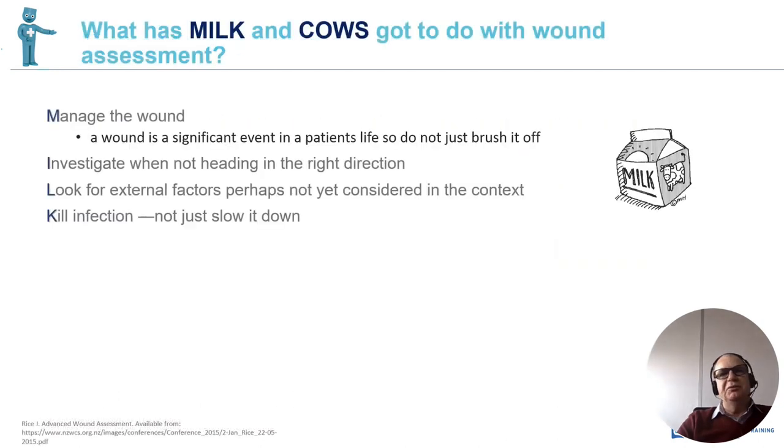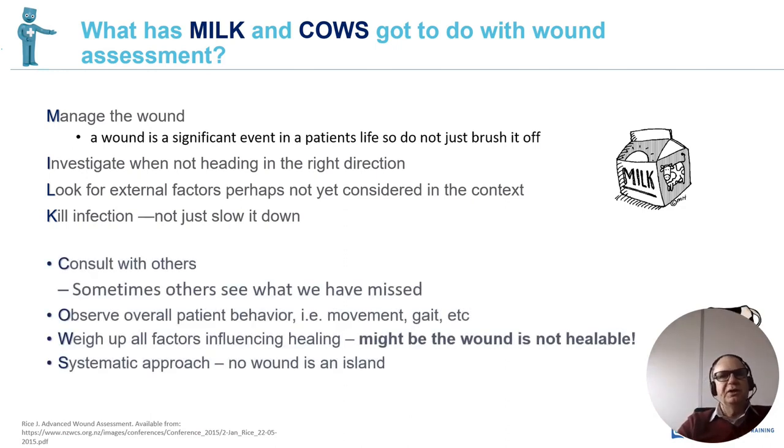One acronym that has been used quite a bit is MILKS as well. So M means managing the wound, making sure that we look at how the wound is affecting our patients. I is the investigations that will lead us in the right direction of what type of standard of care. L is looking at all the factors that can impede wound healing. K is kill infection, make sure that we have proper infection management of our wounds. S is we need to consult with others. Have we missed anything, or have we misdiagnosed a wound?